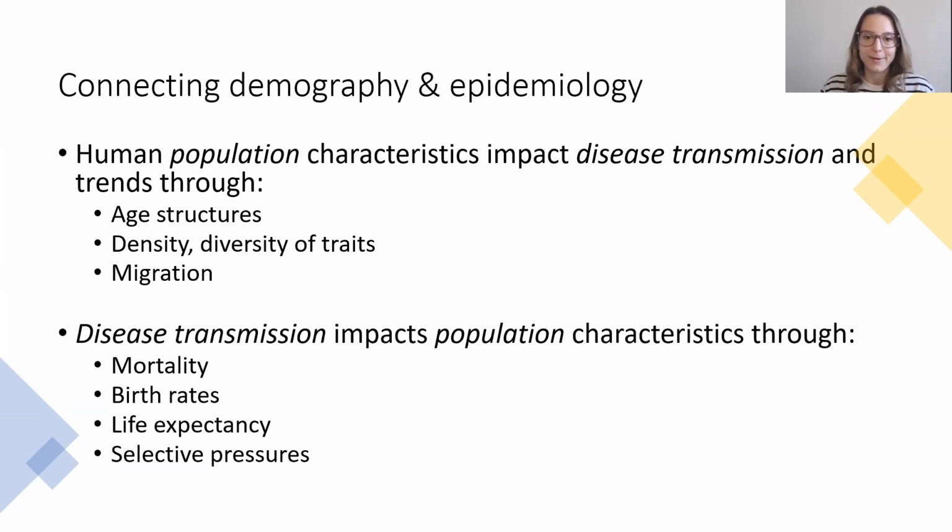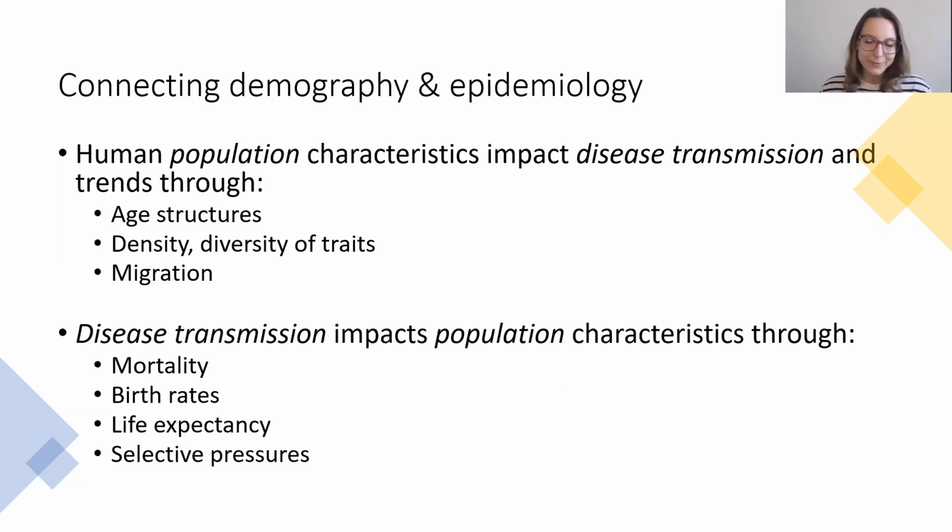But also we've talked about how disease transmission impacts population characteristics. Diseases quite obviously have an impact on mortality as well as birth rates, because people tend to have more children if they know that the likelihood of their child surviving is quite low due to things like pathogens. It can also impact life expectancy. And we've discussed how it can impact selective pressures, so human genetics and the genome can be impacted by the way a pathogen might spread in a population or in a given geographic context.